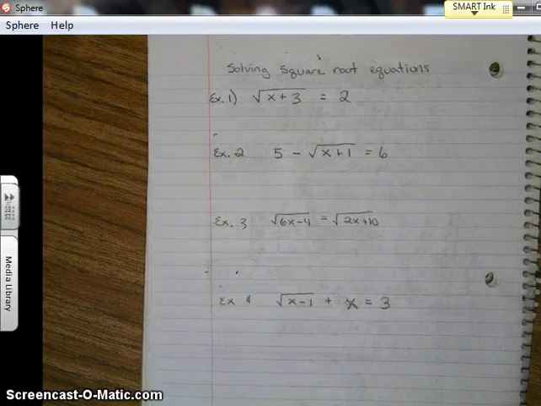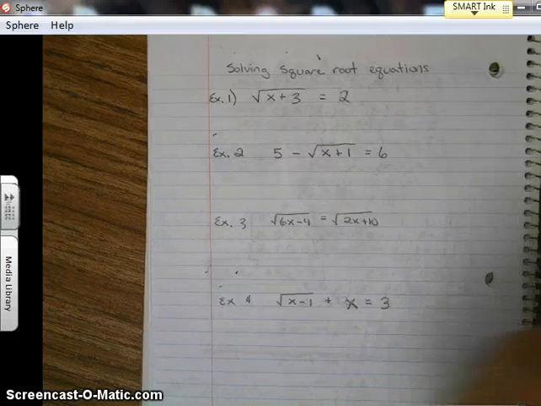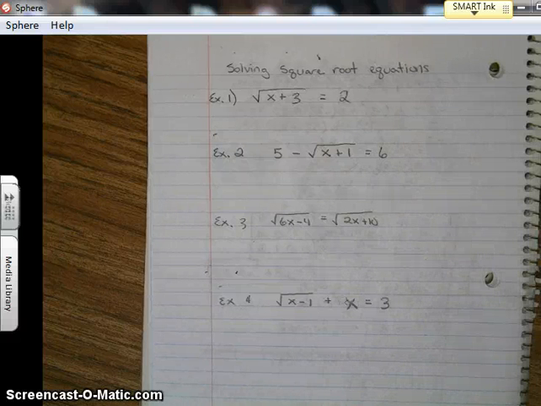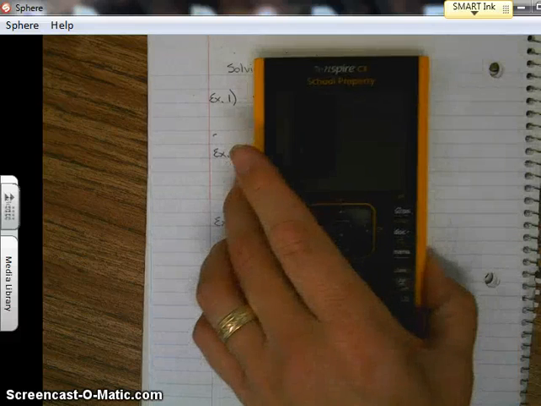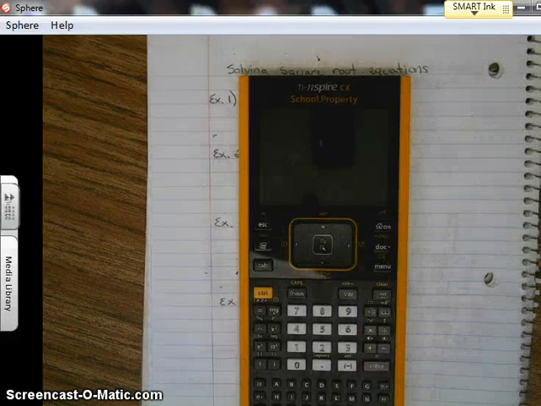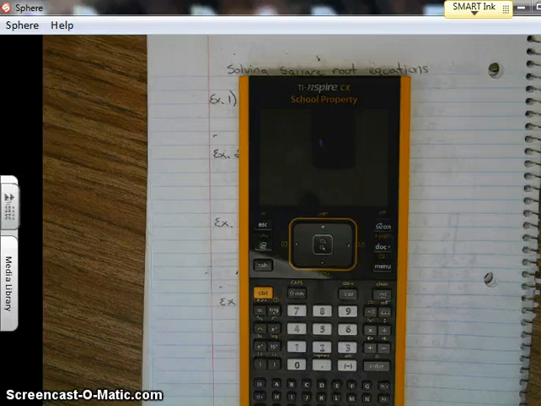Okay, now we're going to get to the real notes. So we'll try this again. Today's lesson is on solving square root equations. We're going to start moving towards using the Inspire calculator more. As I'm learning how to use it, I'm going to share with you.